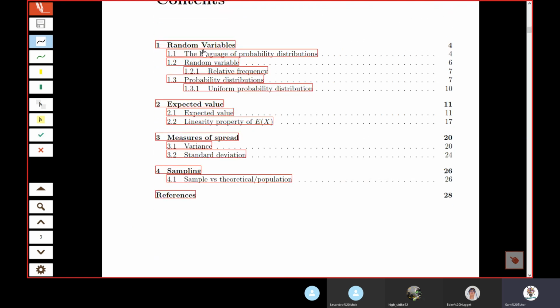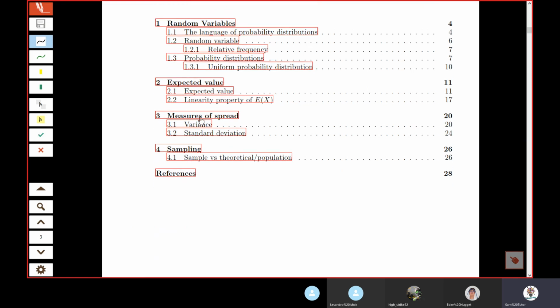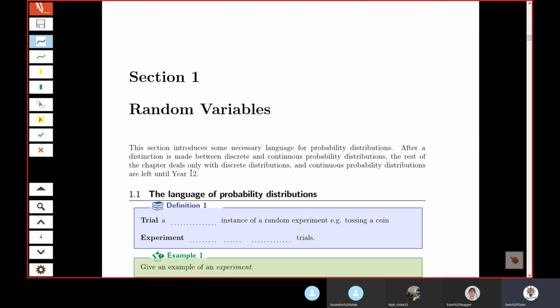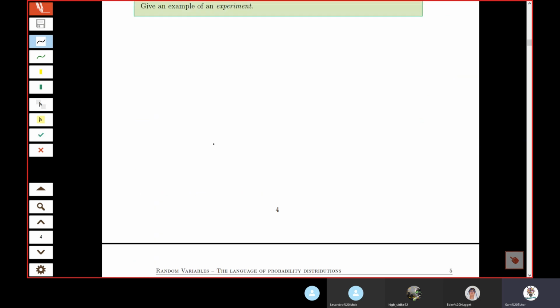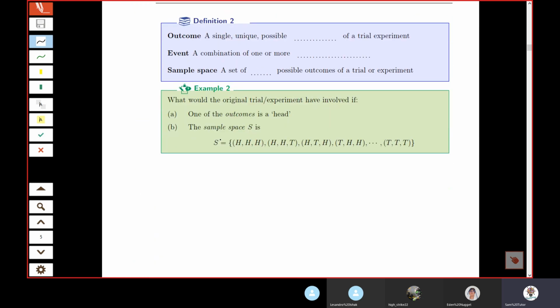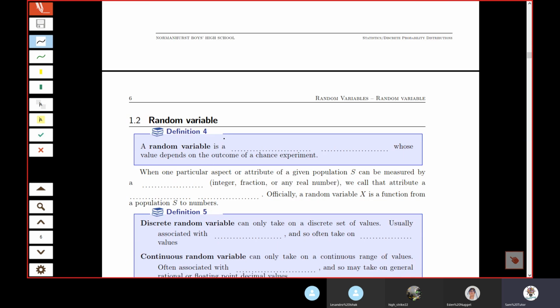So what we're going to be looking at are random variables, how they work and what they mean, how to find expected value, which is mean, how to find measures of spread, variance and standard deviation, and then sampling. And I think that's extension 1 sampling. Anyway, that's not for you guys. But just those three, 1, 2, 3. Pretty straightforward. I'm going to pass through all this.